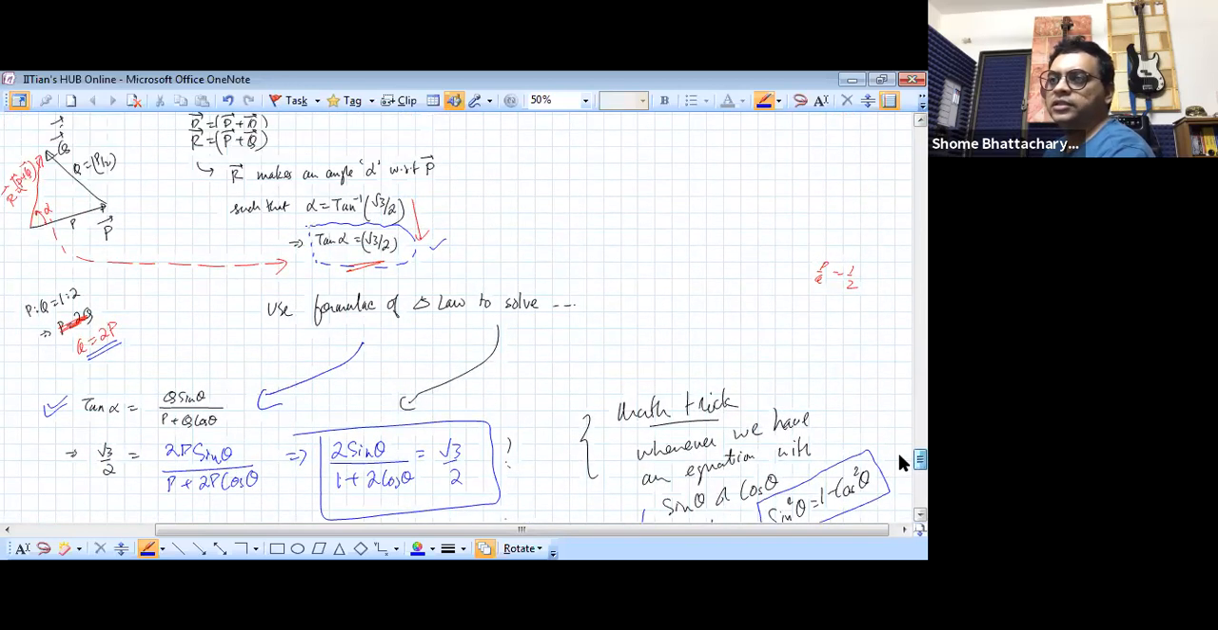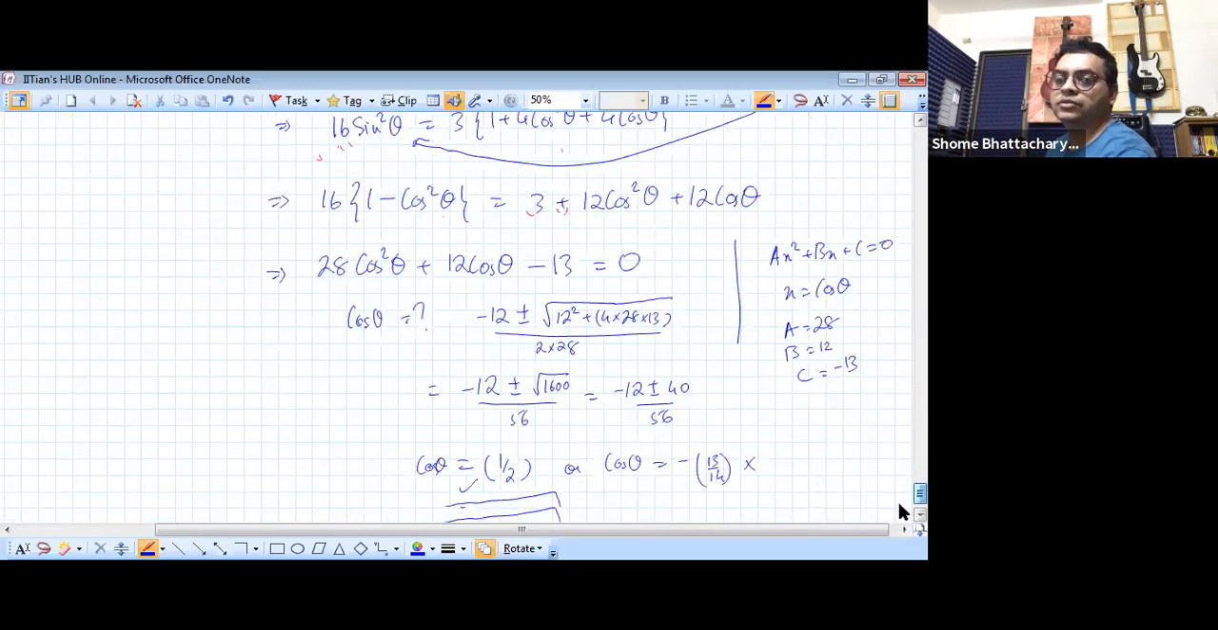Why that value, minus 13 by 14, is rejected is because I think there's some way by which we can understand that this angle has to be acute. So it cannot have a negative value.